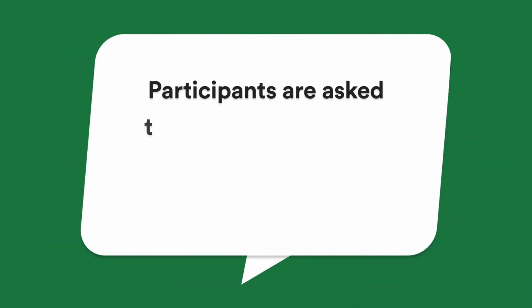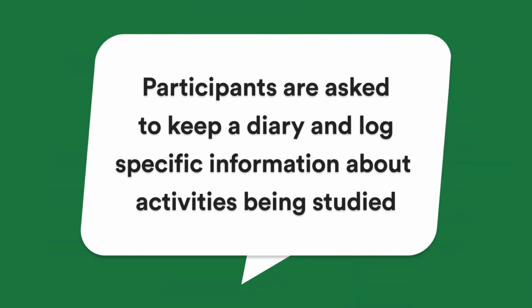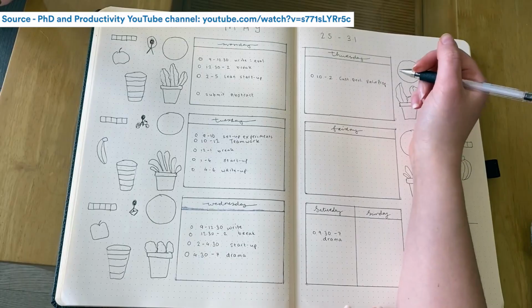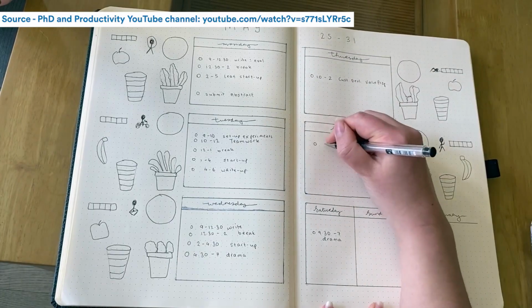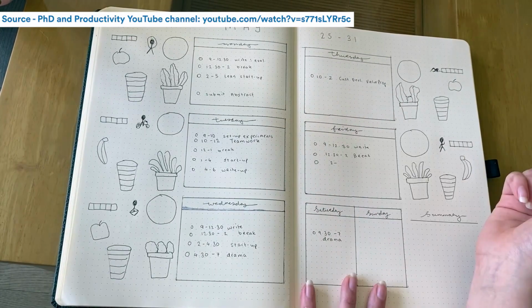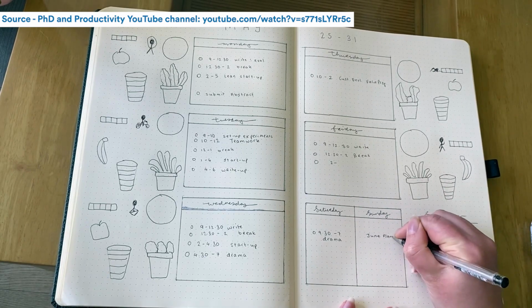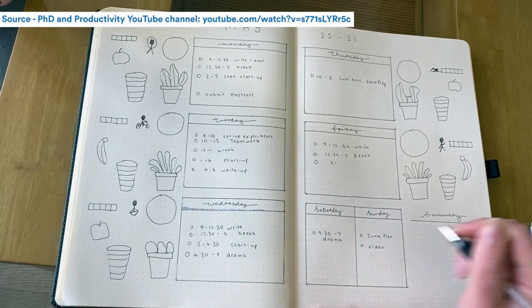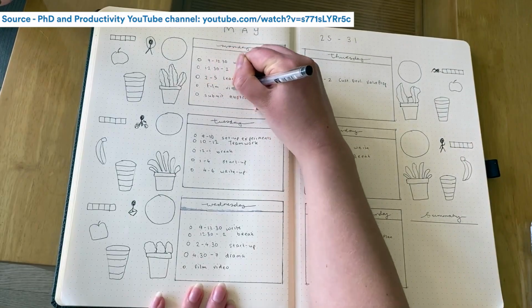The next method is diary studies. It implies that participants are asked to keep a diary and log specific information about activities being studied. Diary studies help understand long-term user behaviors such as habits, perceptions, or motivations. For example, you can use a diary study to determine what motivates someone to act. Why did someone order an Uber rather than taking a bus? How did they feel when they decided to stop in for a cup of coffee?